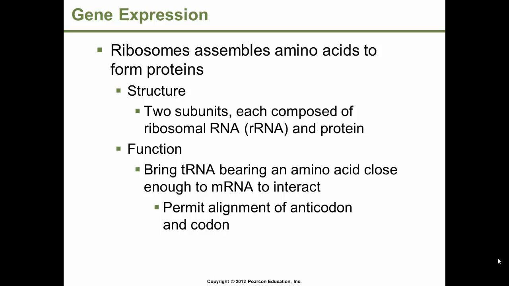Ribosomes are the organelles, the structures that actually assemble these amino acids to form proteins. Ribosomes consist of 2 subunits, each composed of ribosomal RNA and proteins. The function of the ribosomes is to bring the transfer RNA bearing a specific amino acid close enough to the messenger RNA transcript to interact, which permits the alignment of the anticodon and the codon.